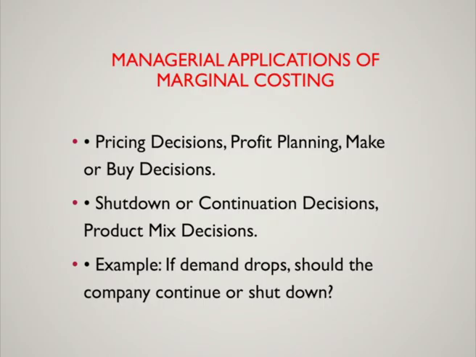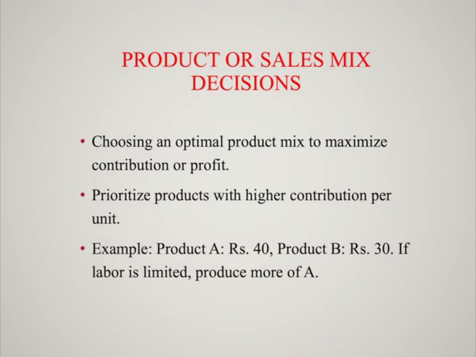Marginal costing applications: it is applied in price decisions, profit planning, make or buy decisions, shutdown or continue decisions, and product mix. In these situations we are going to use it. Product or sales mix decision means what? Choosing an optimal product mix to maximize the contribution or profit.